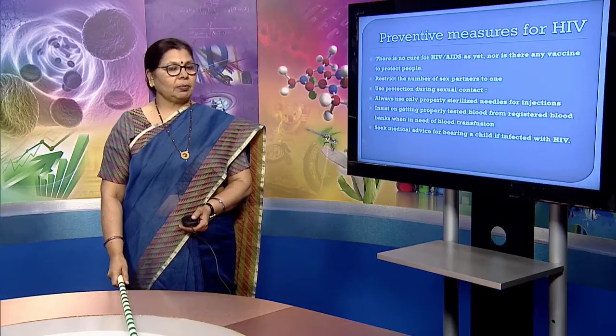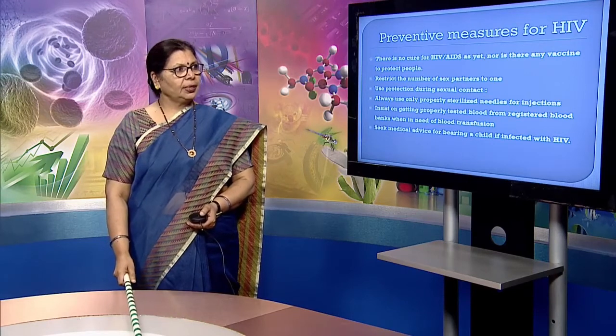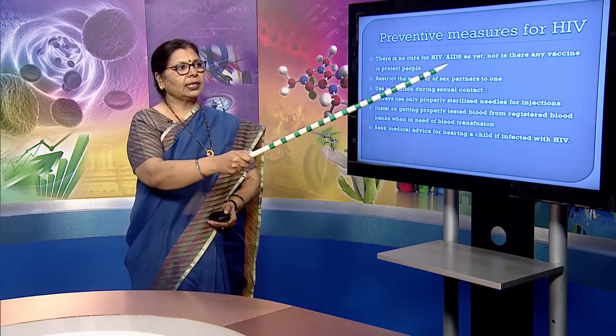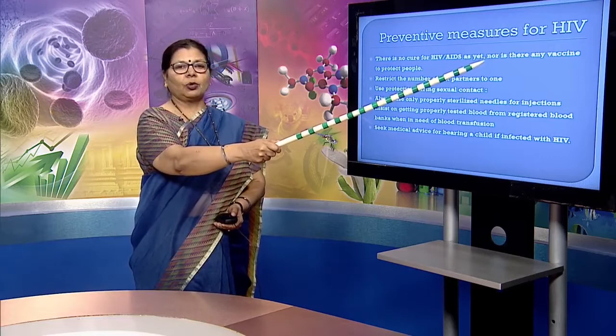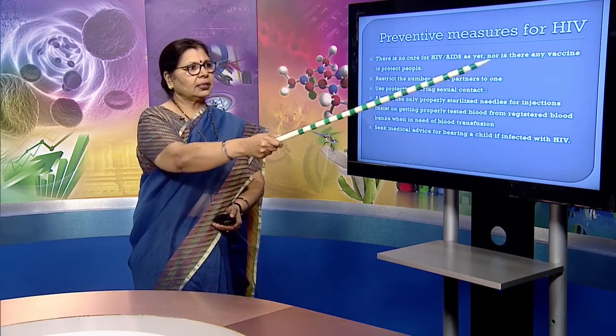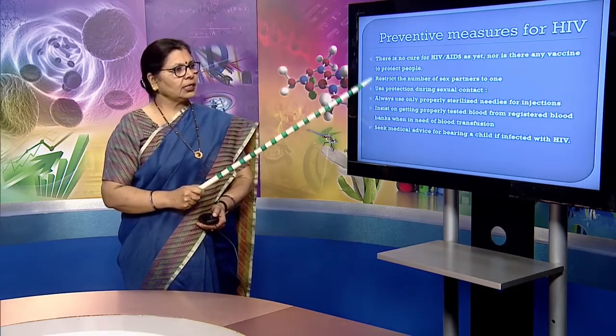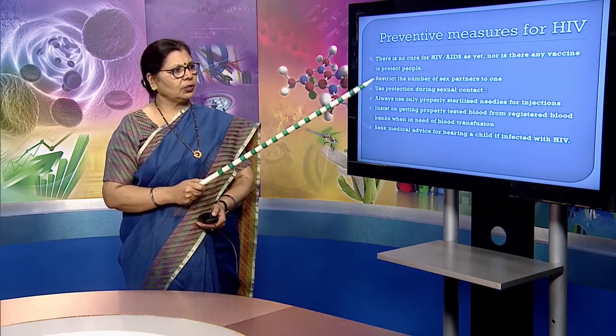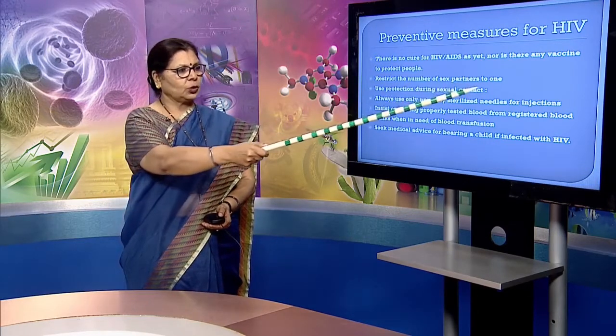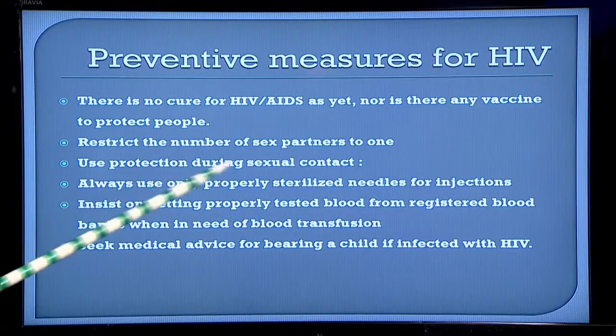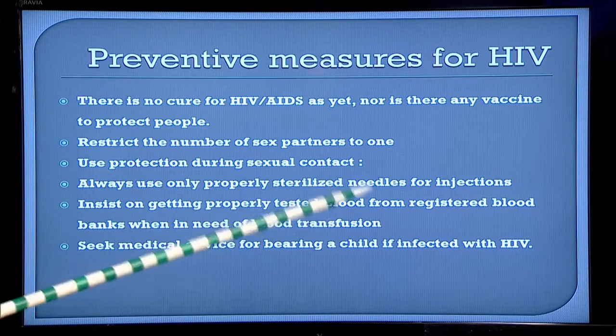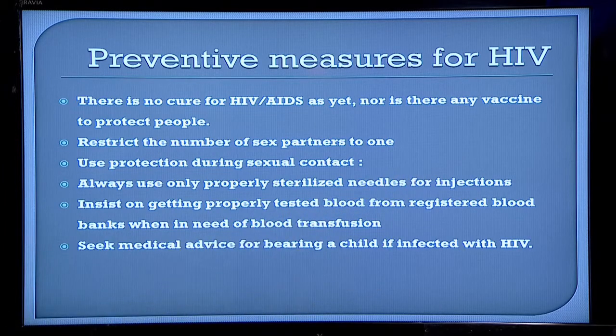How to prevent HIV virus attack? There is no cure for HIV or AIDS as yet totally, but there are certain protection or preventive measures you can use. Restrict the number of sex partners to 1, use protection during contact, always use only properly sterilized needles for injection. Whenever you are getting an injection, please check for that.